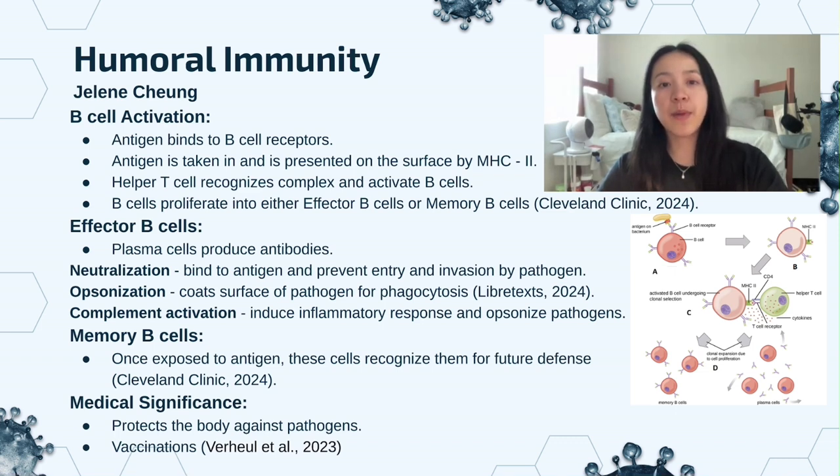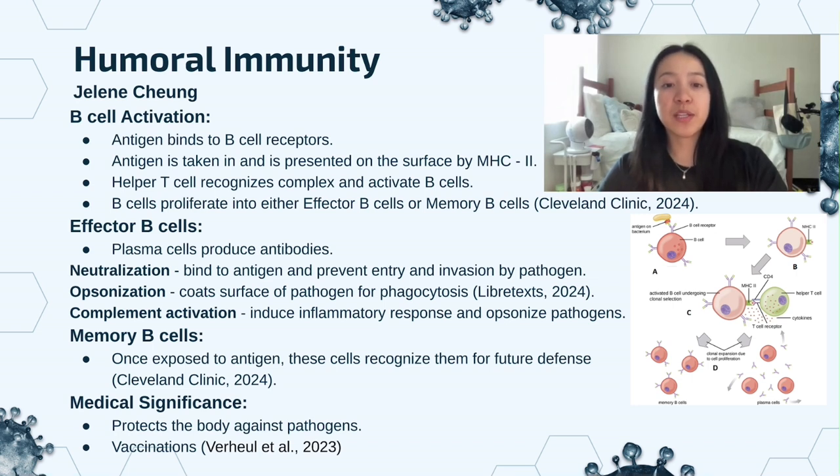When helper T cells bind to this MHC2 complex, it activates the helper T cell, which is important for B cell proliferation. These activated T cells will then bind to B cells, allowing the cells to differentiate as antibody-producing plasma cells and memory B cells. The antibodies produced are specific in the destruction of the antigen.